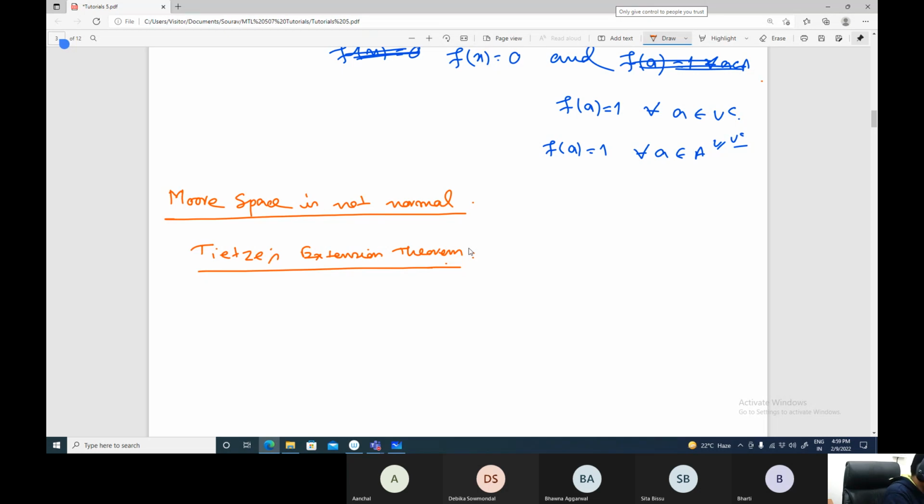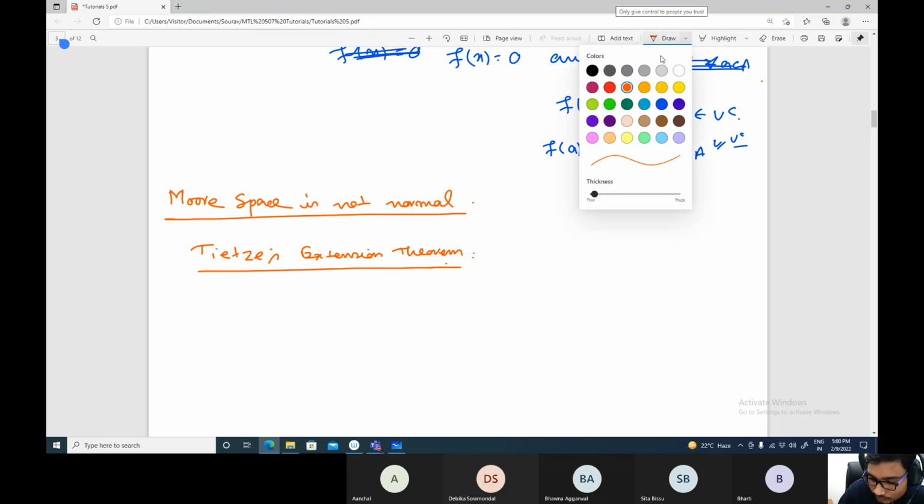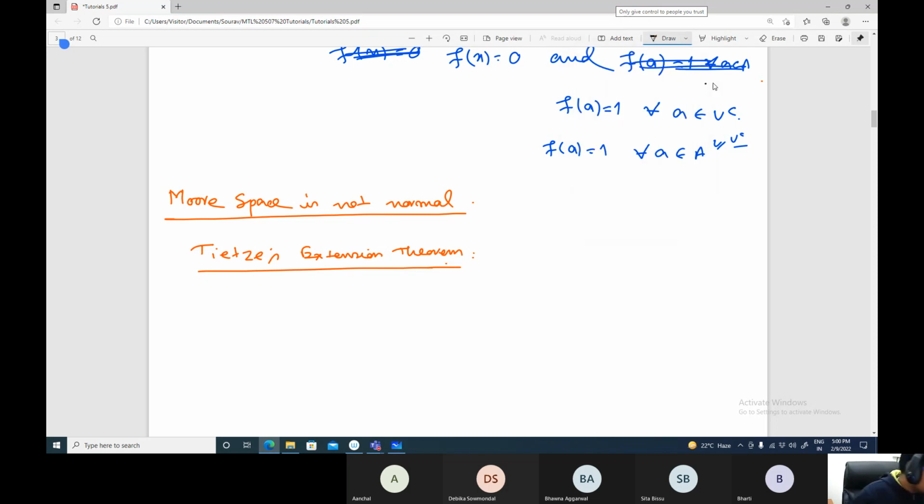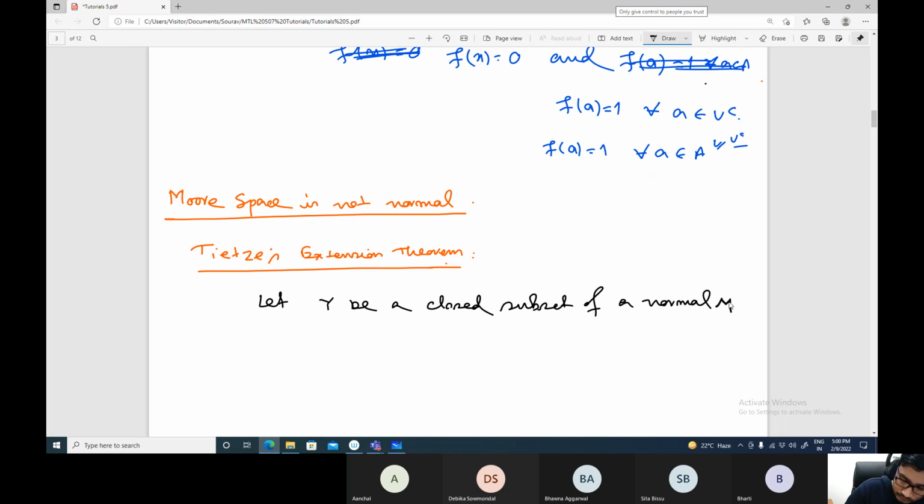I can, yes. Closed subset of a normal space, and if you can define what it is. If we have a continuous function, there exists a continuous extension. So let Y be a closed subset of a normal space X. Okay.